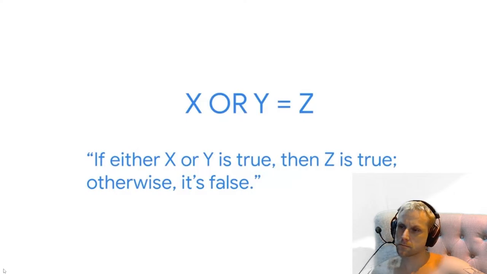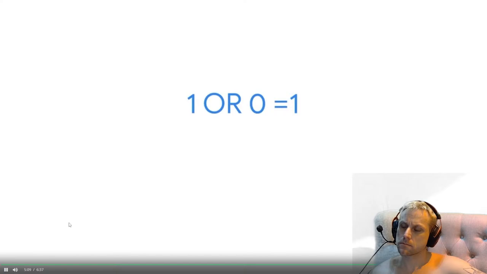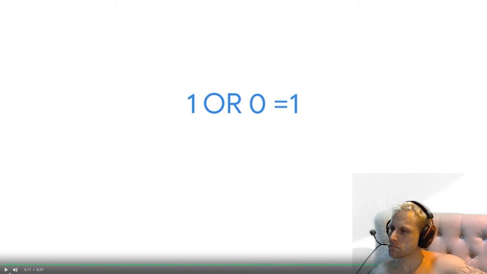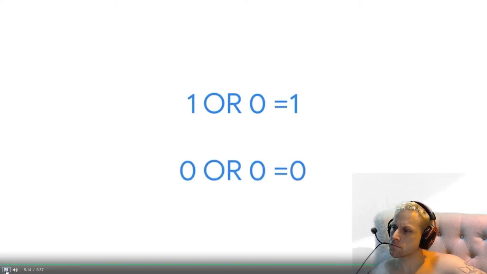or y is true, then z is true. Otherwise, it's false. Therefore, 1 or 0 equals 1, but 0 or 0 equals 0.